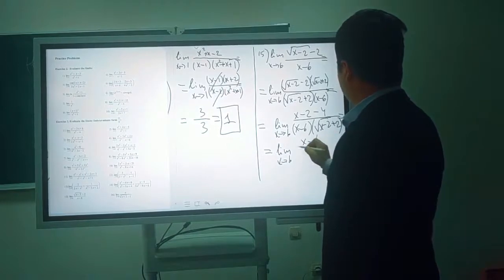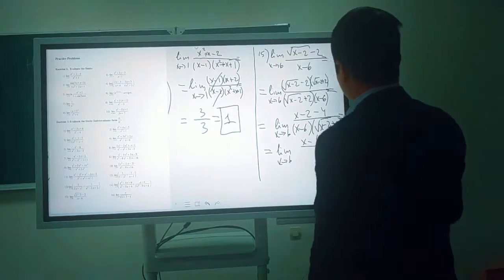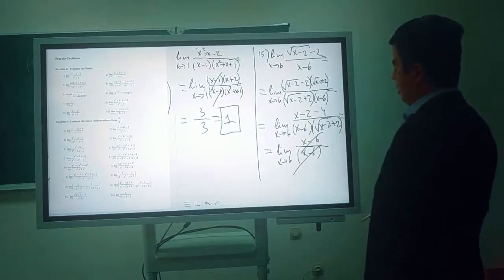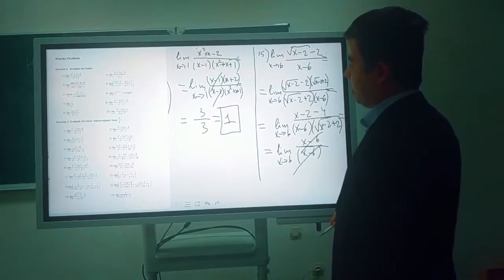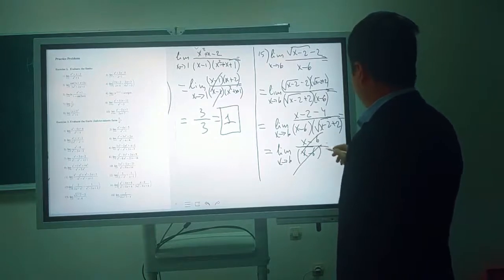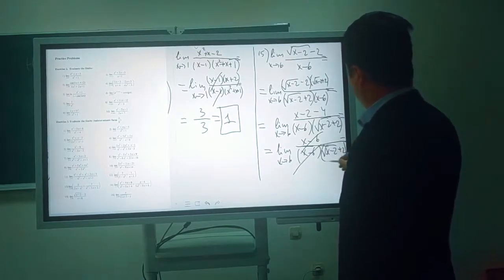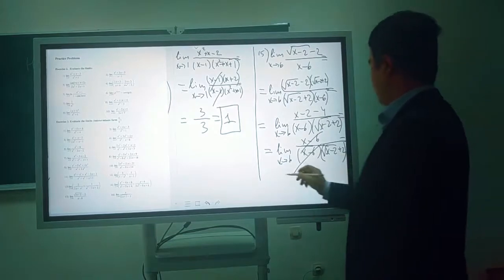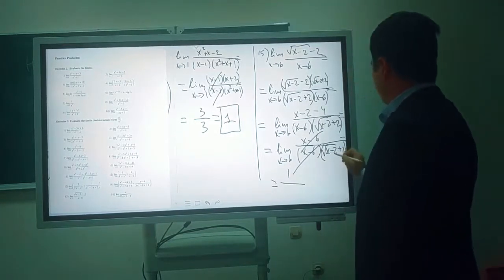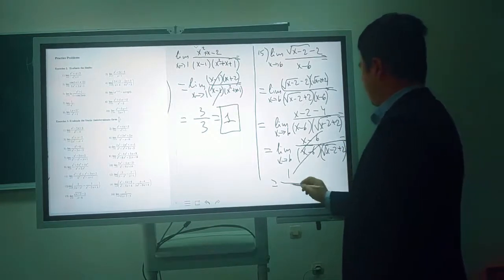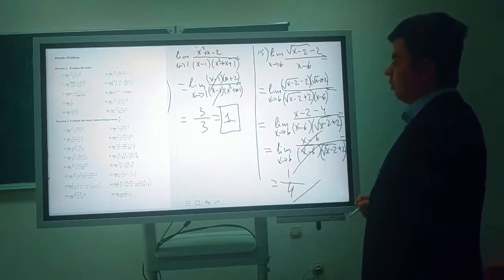X minus 6. And this one is also x minus 6. And if we cancel them, then we don't have any indeterminate form after canceling these two. And now, just putting x instead of x minus 6, we have 1 over 6 minus 2, it is 4. The square root of 4, it is 2. 2 plus 2, it is 4. The answer is 1 over 4.